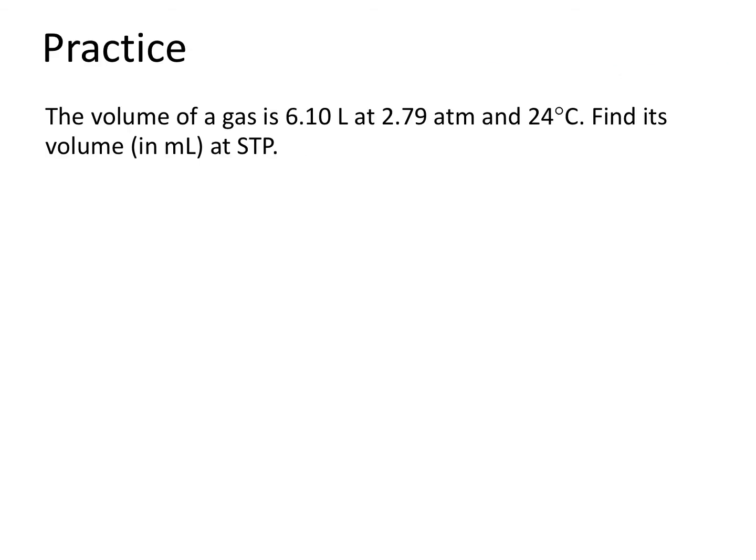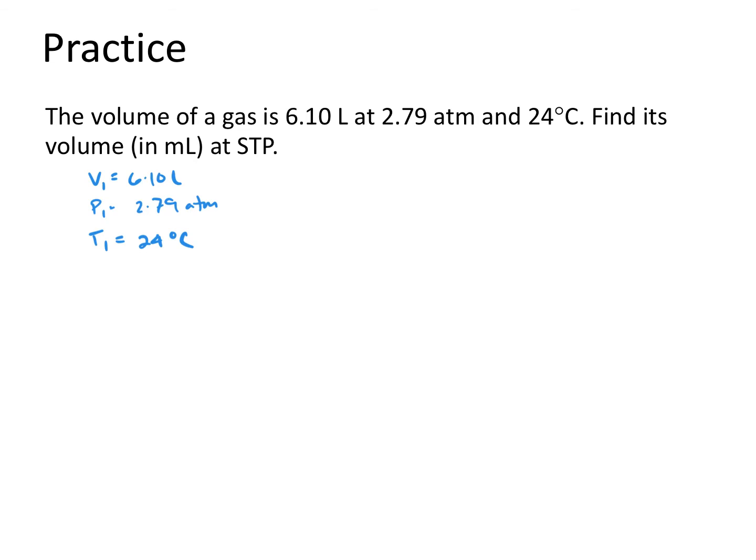Okay guys, so when we go ahead and approach our gas law problems, first thing we're going to do is write out all our variables. That's going to allow us to decide what gas law equation we should use. Okay, so they tell us here that we have a volume of gas that's 6.10 liters. So that's going to be my volume 1. Okay, my pressure 1 is going to be 2.79 atm. Okay, and my temperature 1 is going to be 24 degrees C.